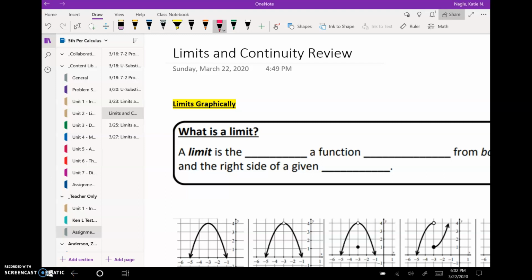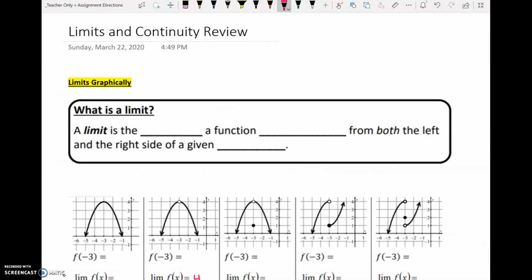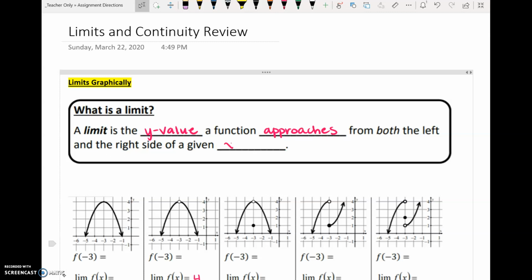All right, so we are going to do a quick review of limits and continuity. So what is a limit? A limit is the y value that a function approaches from both the left and the right side of a given x value. So a limit is the y value.